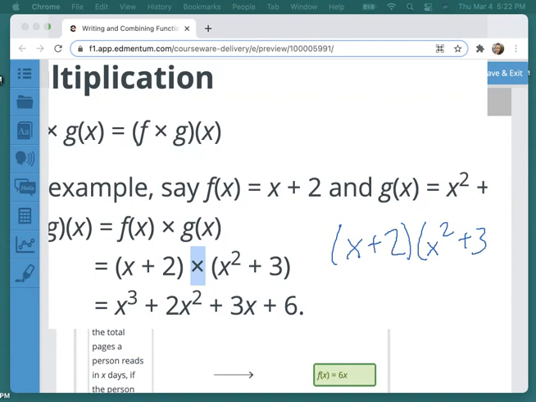Okay, and then you're going to FOIL. So x times x squared is x to the third. And then you could say x times 3 is 3x. And then here we have 2 times x squared. And then 2 times 3. So your answer is x cubed plus 2x squared plus 3x plus 6. And write it in order from greatest exponent to least.